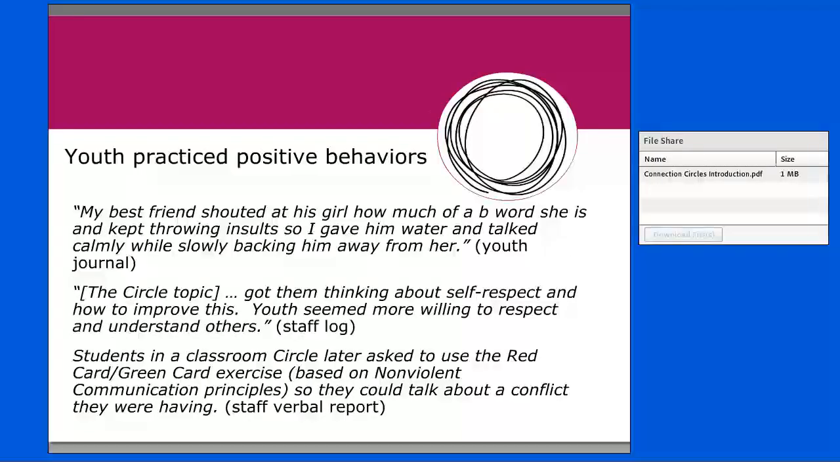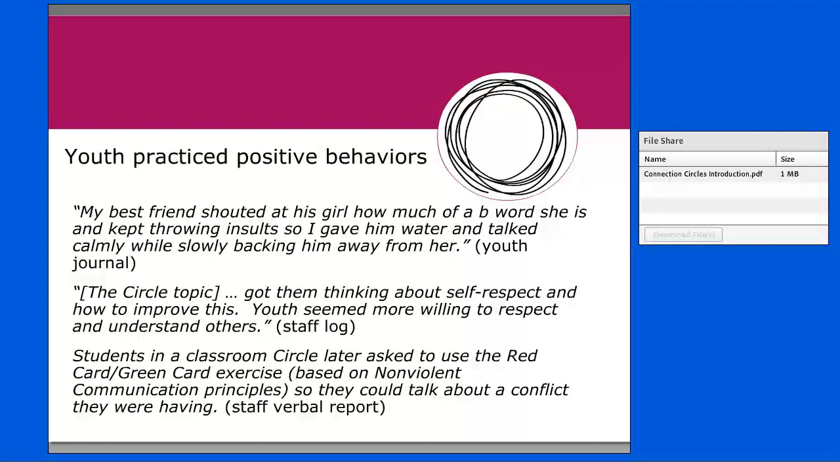Another finding was that youth did practice positive behaviors. For example, my best friend shouted at his girl how much of a B-word she is and kept throwing insults, so I gave him water and talked calmly while slowly backing him away from her. A staff member noticed the circle topic got them thinking about self-respect and how to improve this. Youth seemed more willing to respect and understand others.